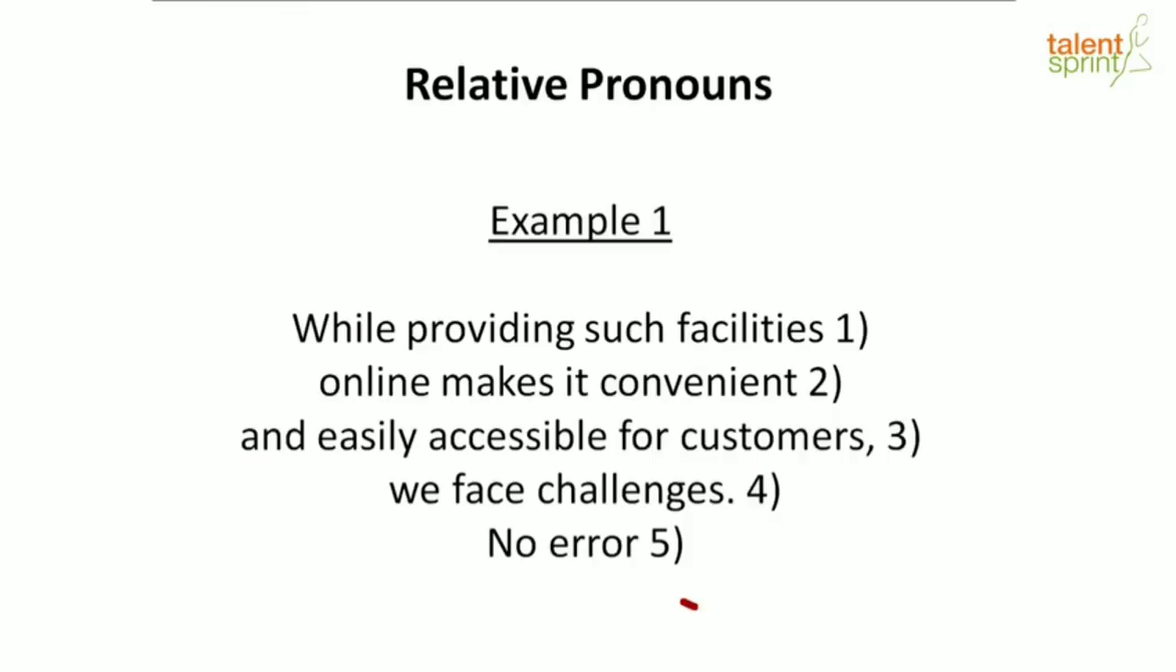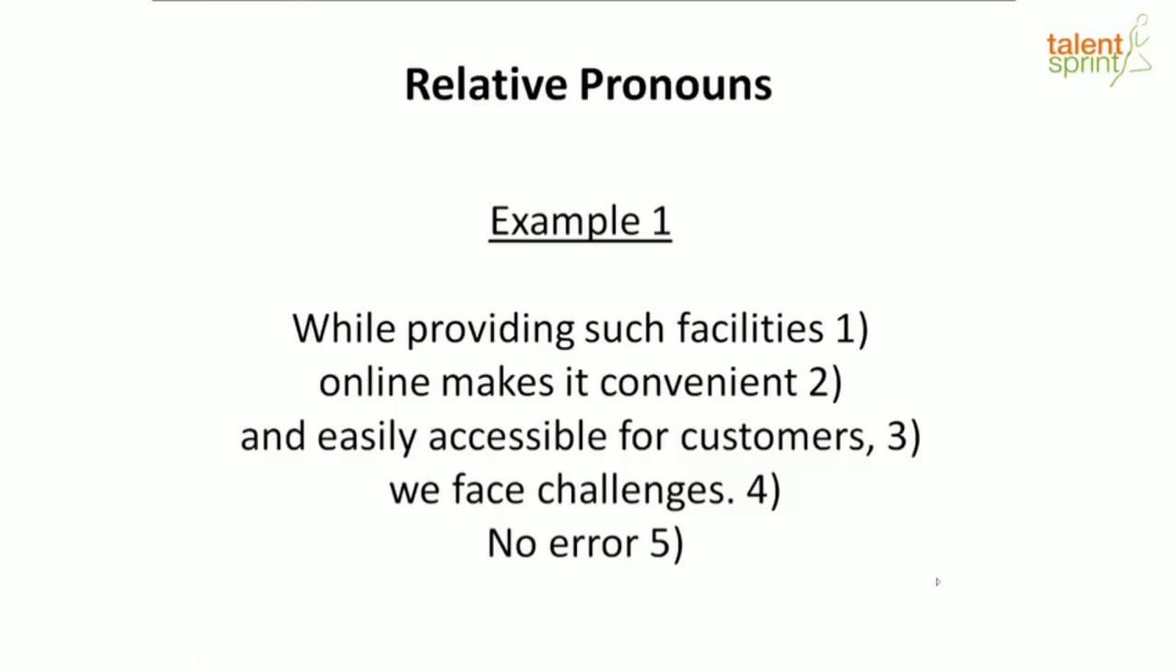So let's look at the first part. While providing such facilities, online makes it convenient and easily accessible for customers, we face challenges. It is talking about an online platform that is making things easier and more comfortable for customers. And who are these customers? Who is facing the challenges? The customers, right? So in this context, what is the pronoun or relative pronoun that we need, and where do we need to fit that? While providing such facilities, online makes it convenient and easily accessible for customers.